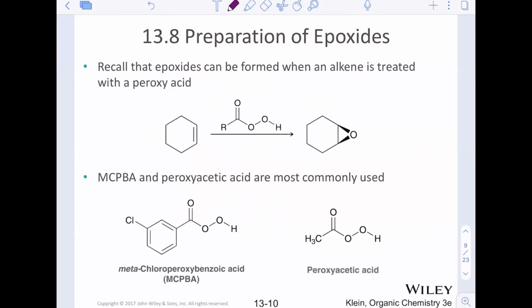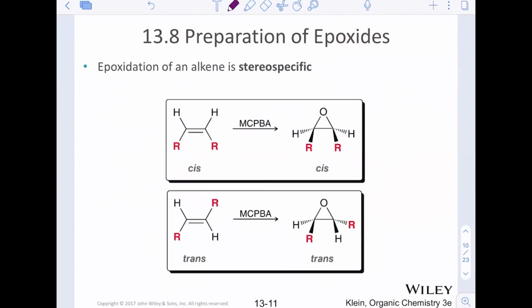Moving on to epoxides, we know how to make epoxides with the peroxy acid, MCPBA, or peroxyacetic acid were the most commonly used that we saw in chapter 8. This is a good reminder of what that epoxide functional group looks like. It's a 3-membered ring with one of those atoms being a bridged oxygen over 2 carbons.